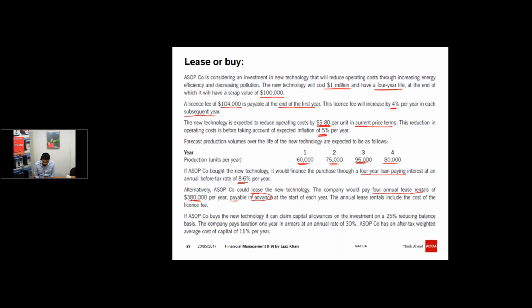If ASOP company buys the new technology, it can claim capital allowances on investment on a 25% reducing balance basis. The company pays taxation 1 year in arrears at an annual rate of 30%. ASOP company has an after-tax weighted average cost of capital of 11%. Now again, the requirement is missing, but the requirement is to decide whether the company should go for the lease or the buy option. So let's evaluate these two options one by one, and let's see which is more beneficial.